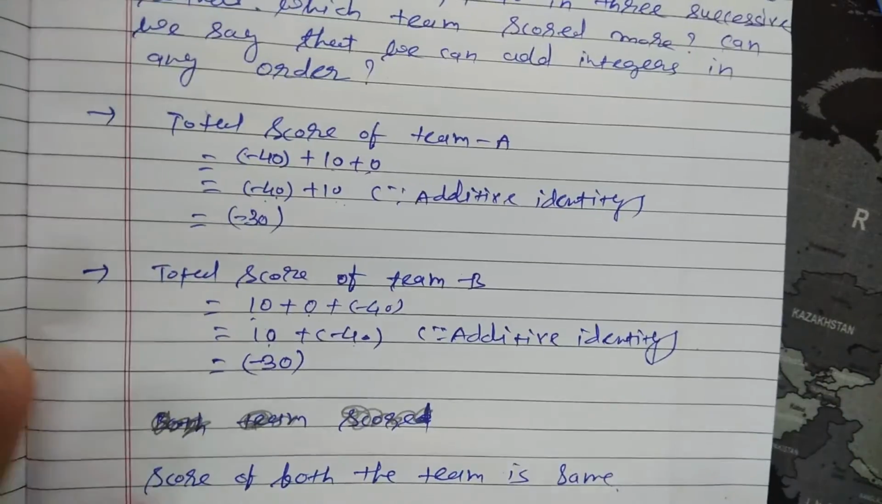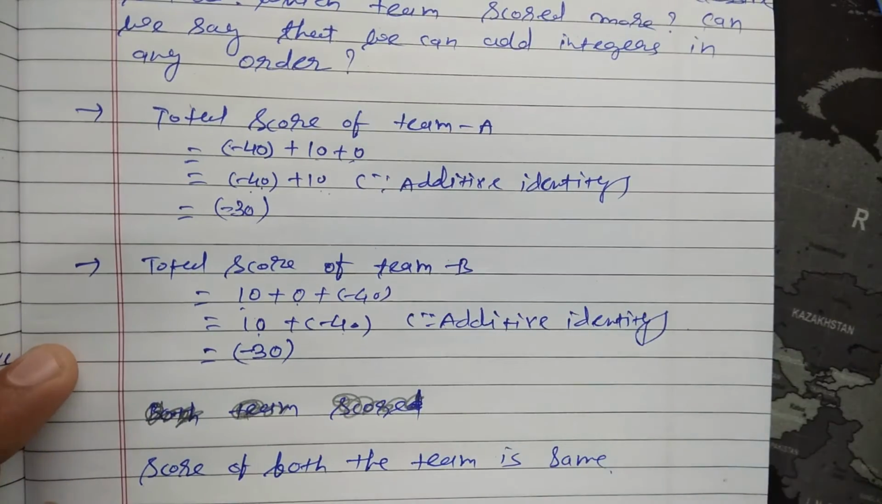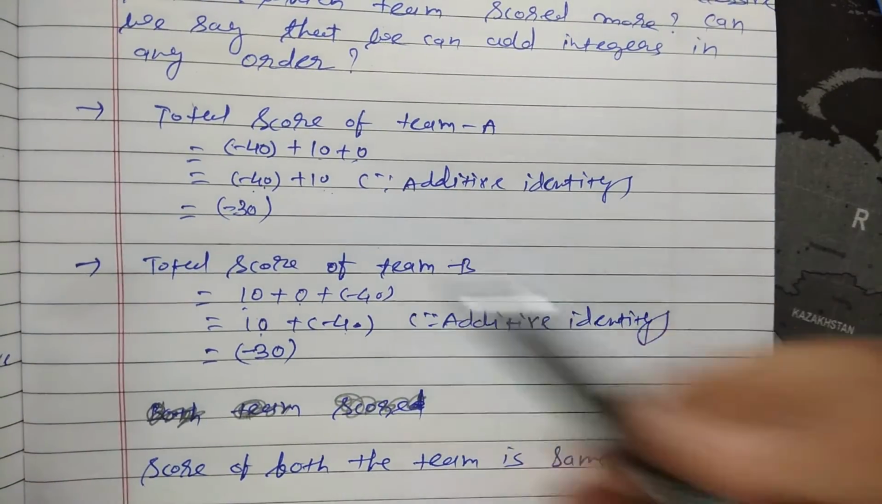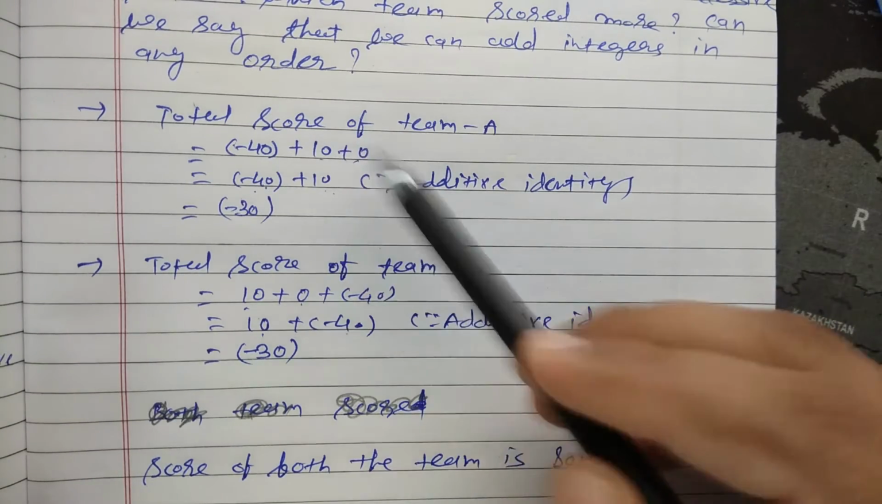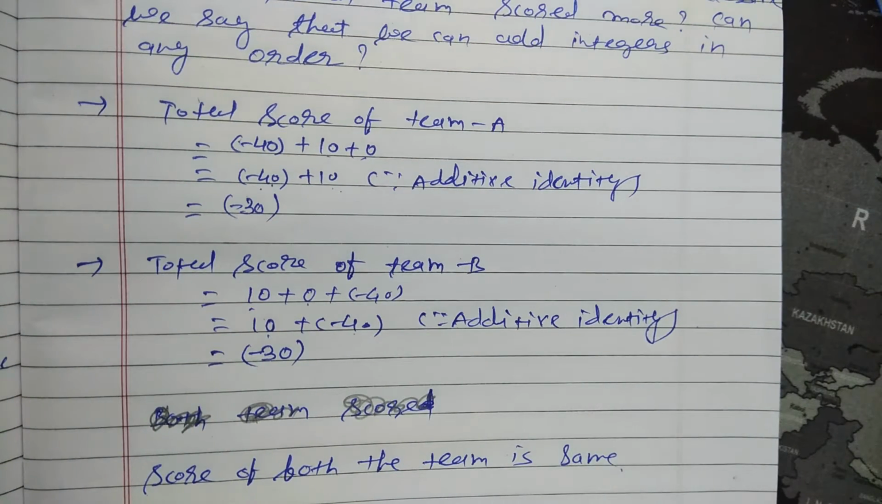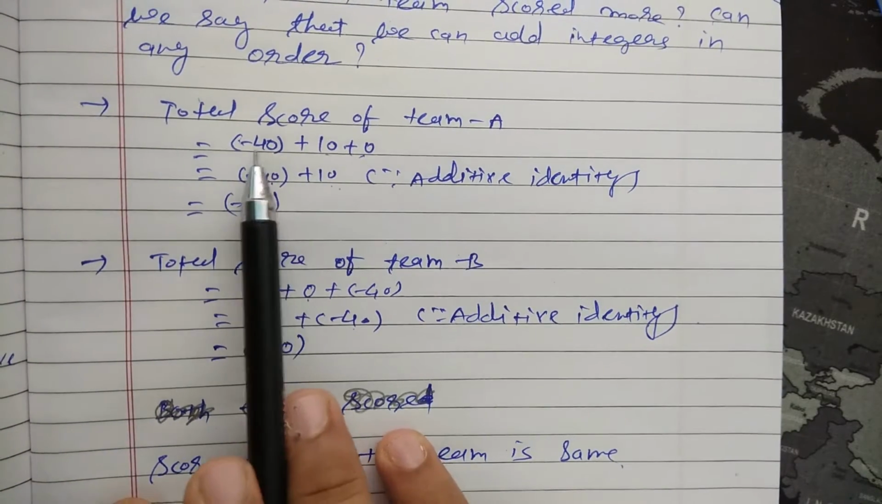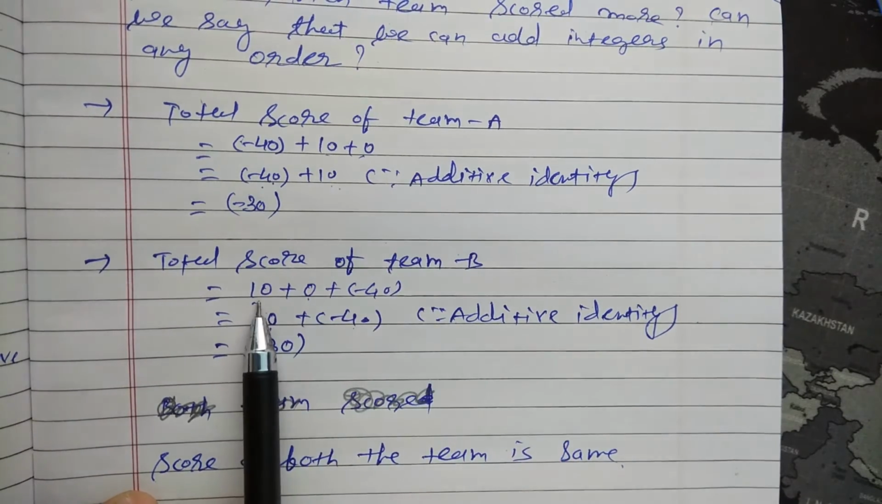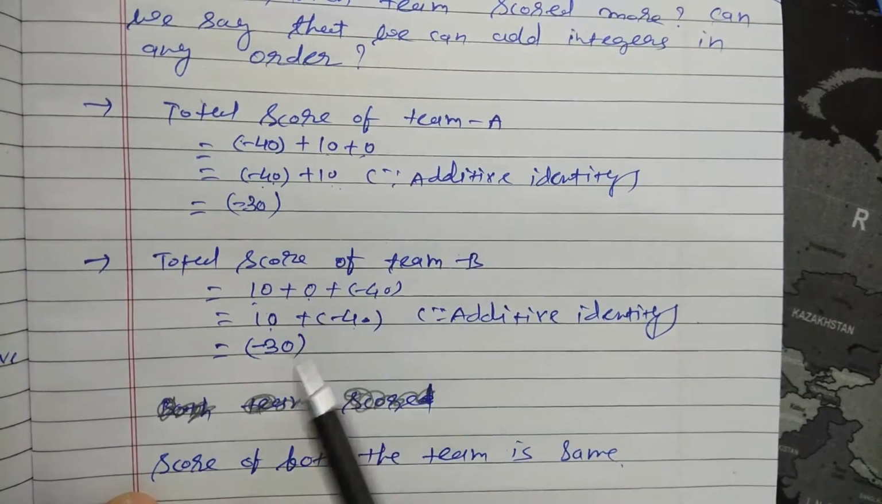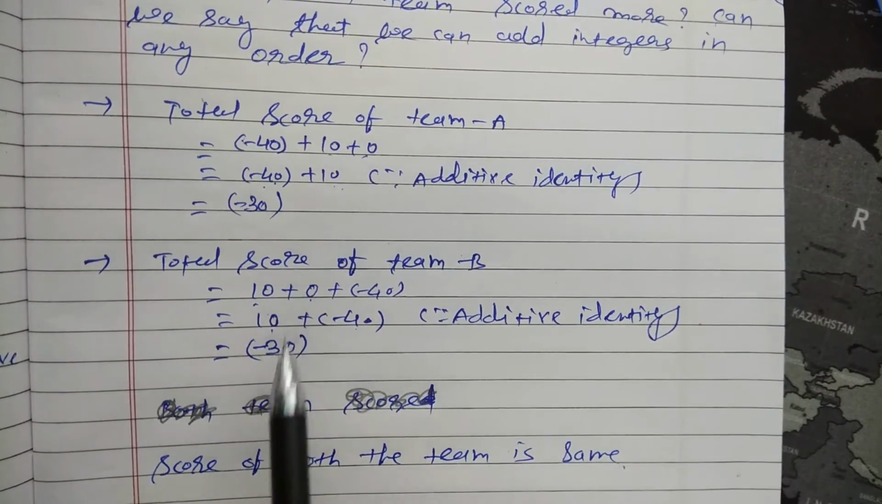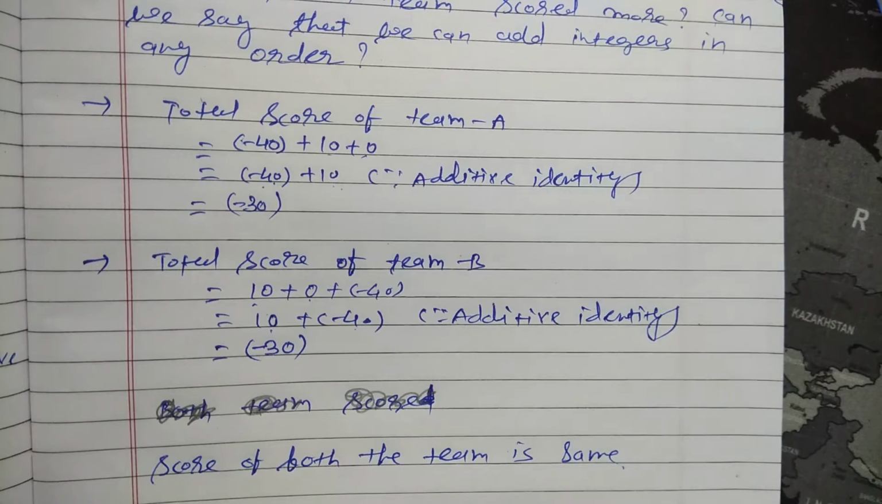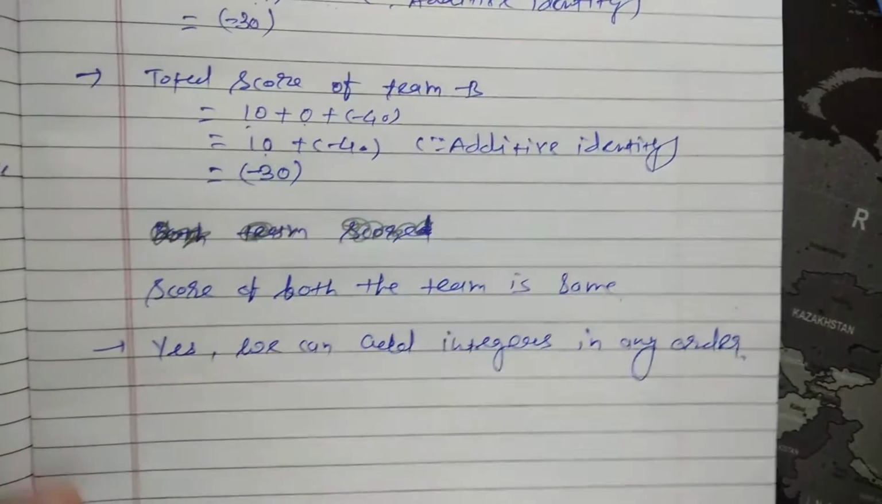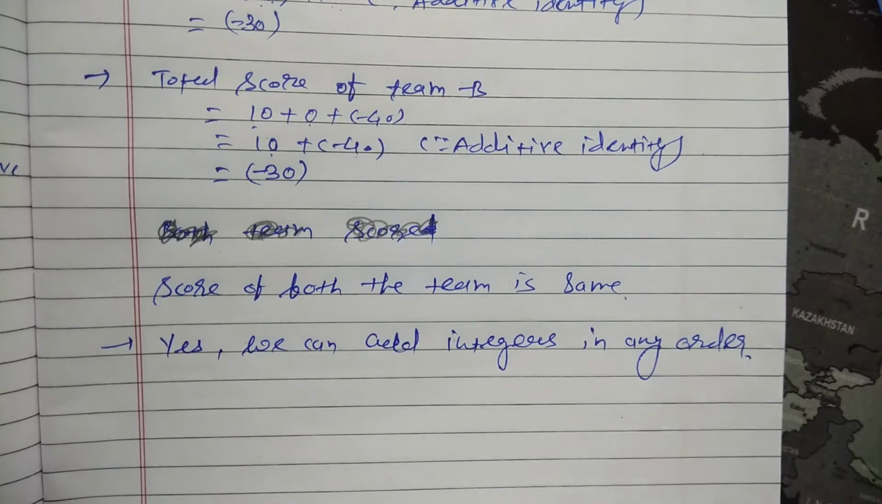Now the second question is, can we say that we can add integers in any order? So from this sum, whatever addition we have done, we can say that yes, because here the scores are minus 40, 10 and 0, that way we have added, and here it is 10, 0 and minus 40. But at the last when we add these integers, we get the same answer. So that's why, because of which property? Because of the commutative property, we can add integers in any order. So the answer is yes, we can add integers in any order.